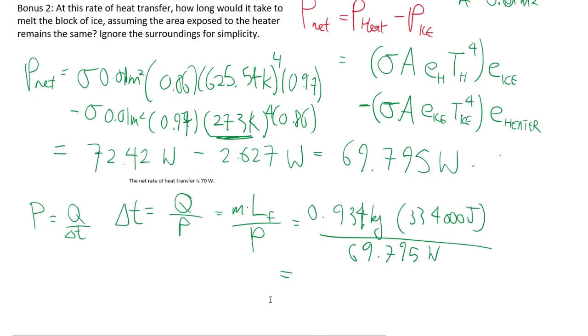Watts being joules per second, we end up getting quite a long time, which is more than an hour. Of course, this is only dealing with the heat transfer through radiation. The other mechanisms, such as conduction and convection, are happening at the same time. So in actuality, to get this lengthy melting time, you really do need to remove the effects of these other heat transfer methods. So maybe the result isn't as surprising as you might think.